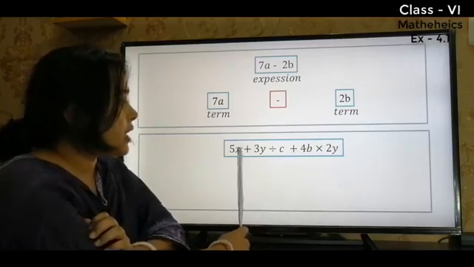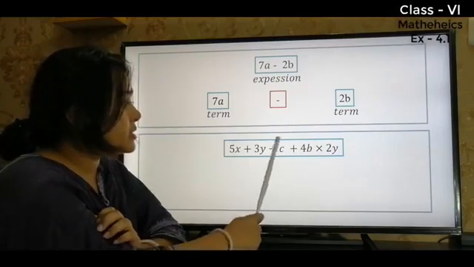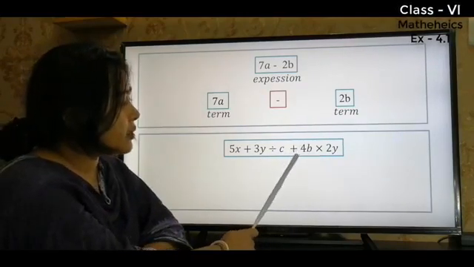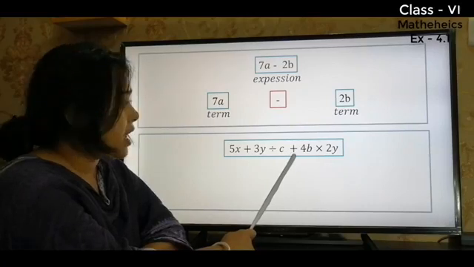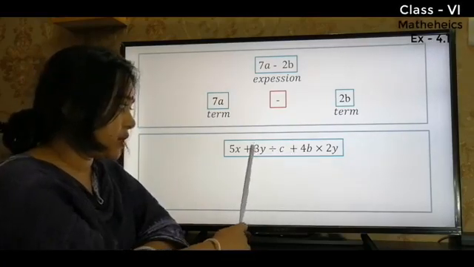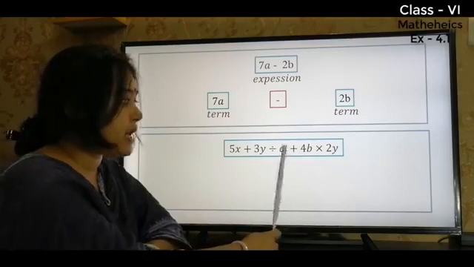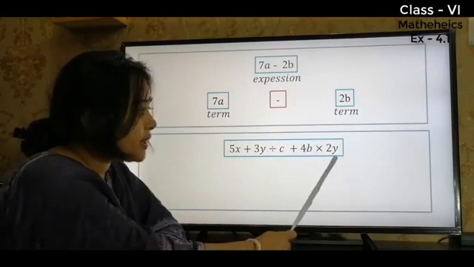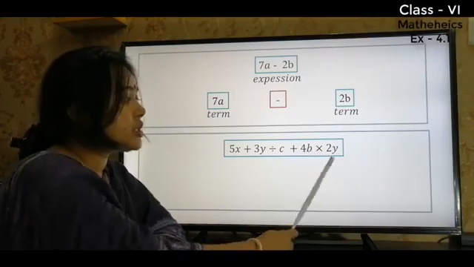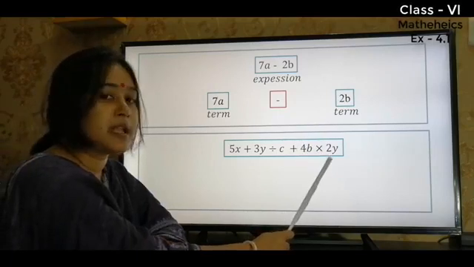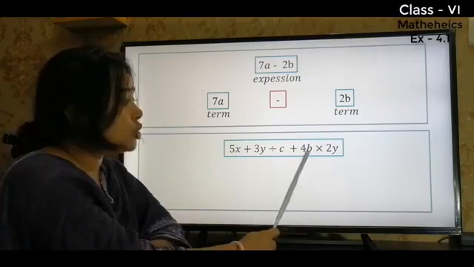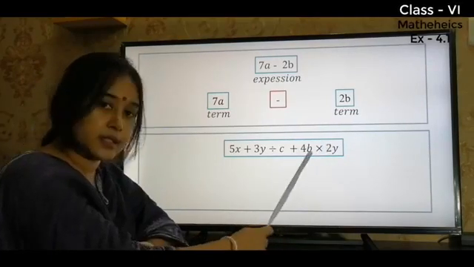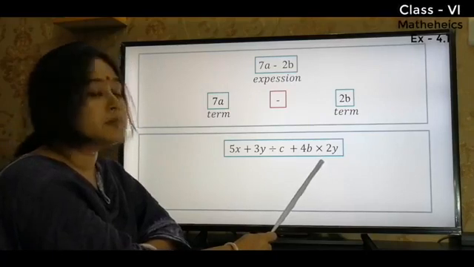So here you can see 5x is a term and 3y divided by c is another term. And here you can see also a plus sign. Before the plus sign we have already found that 3y divided by c is a term, and after this plus sign you can see 4b into 2y. Which operation has occurred between 4b and 2y? Multiplication. So this whole multiplication or product will be considered as one term.